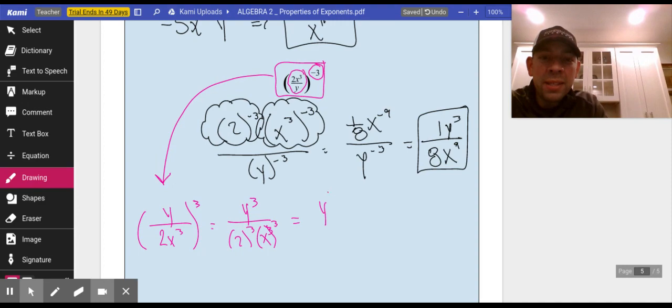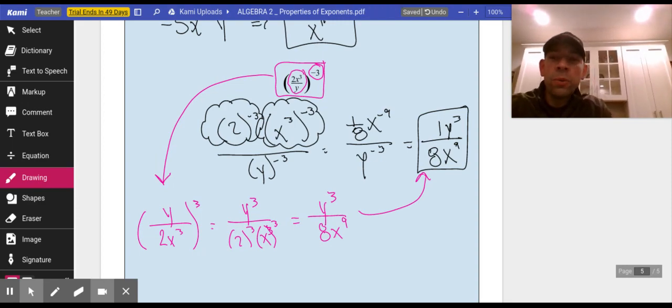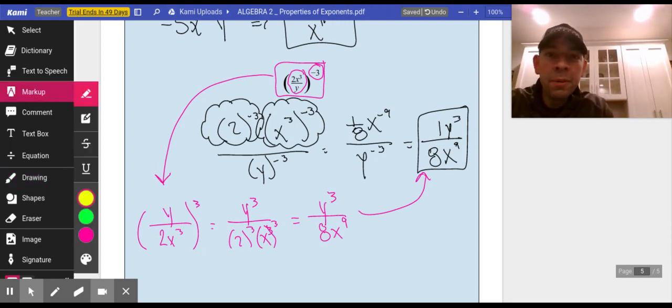That got a little messy. And then you get your 8x to the 9th. And you'll notice we got the same answer, probably a little bit easier too. So one trick I like to do is I'm going to reciprocate or flip this bear and then just change the sign of that exponent. And it works every time.